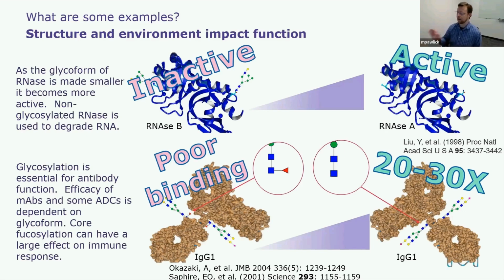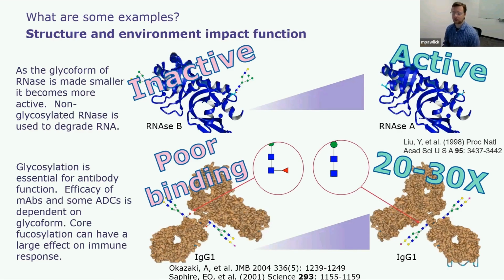So, and then even the type of glycoform is important as well. You see here in this example, for those of you that aren't used to looking at these shapes for glycans, that red triangle that's highlighted on the left is an alpha-1,6 linked fucose, a core fucose on that N-linked glycan. Its presence makes binding to the Fc receptor very poor, and its absence will increase the binding affinity 20 to 30 times.